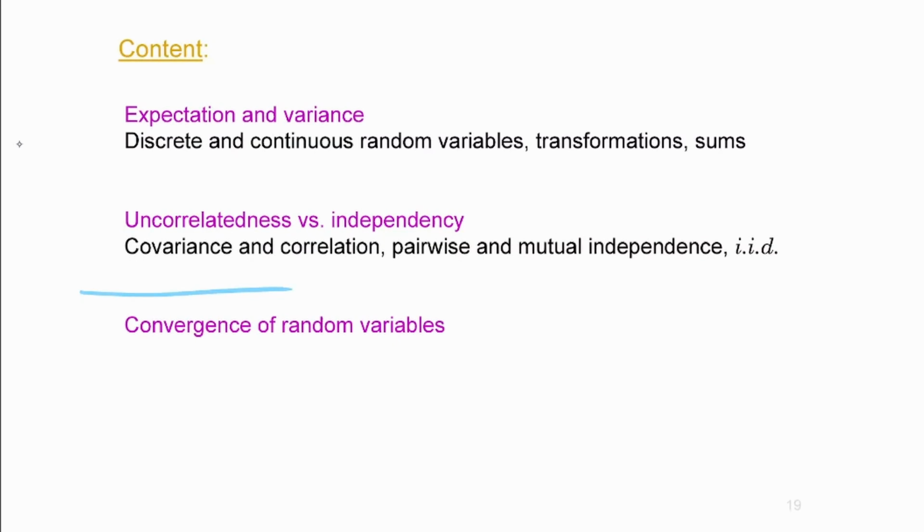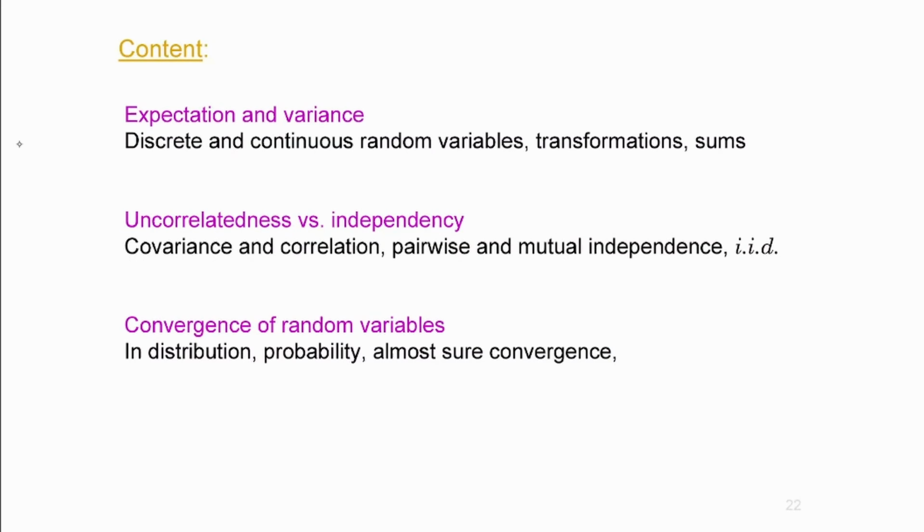We're going to look at convergence of random variables. There are different types, so maybe you can screenshot that if you like. So there is convergence in distribution, there is convergence in probability of random variables. There is going to be almost sure convergence. Okay, so these are the three major types.